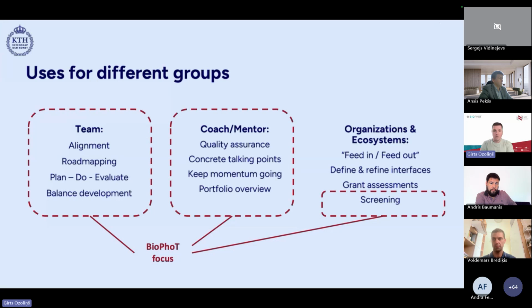We can understand what the project needs to be doing, what the next steps are in order to get more mature, and so on. And at the organization level, what we will be using in BioPhoT, I will show later, is also for the screening of how our funded projects are doing in those 12 months of the implementation.